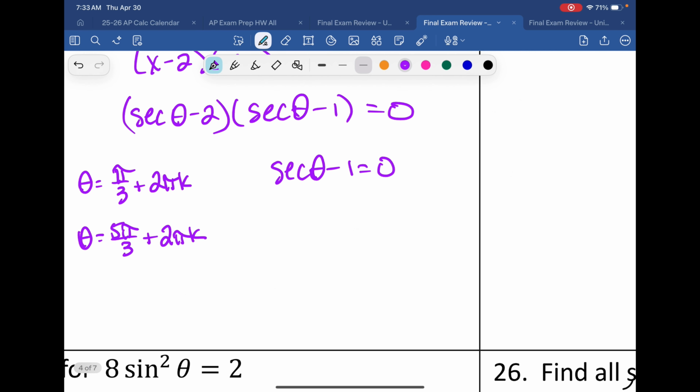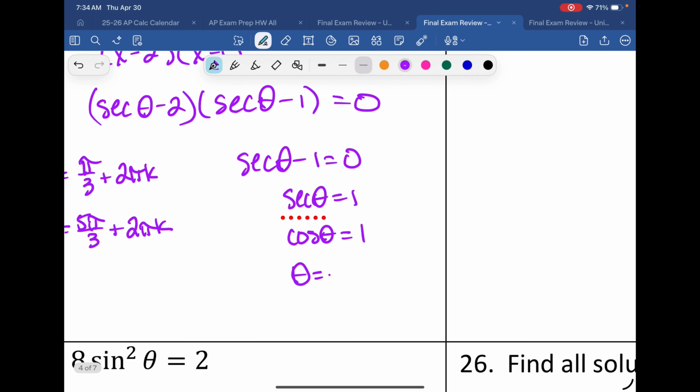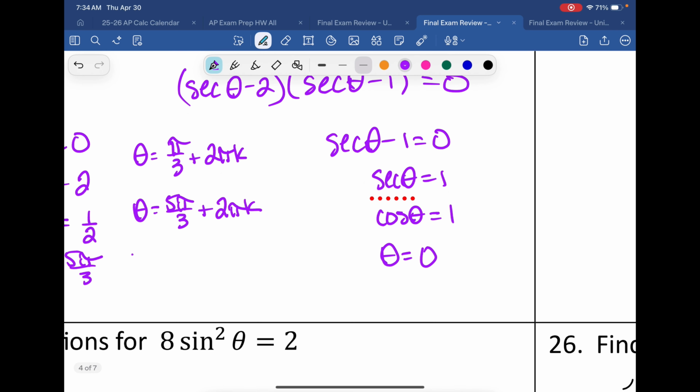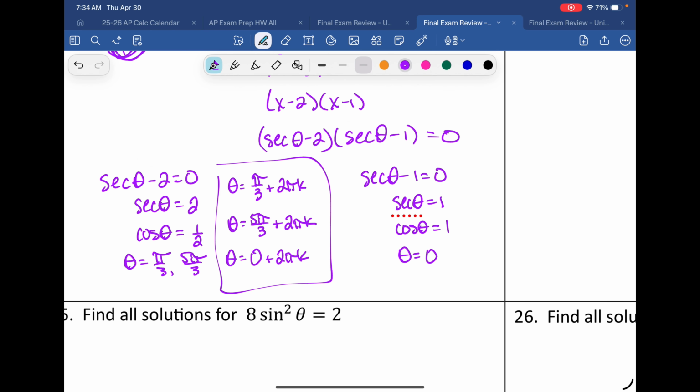Right. Now we solve secant minus 1, so add the 1. Reciprocal. We're only doing angles between 0 and 2 pi, not including 2 pi, because that's always already one rotation. So the only angle that has an x value of 1 is 0. And so we want all possibilities. And so there's all possible solutions to that equation.